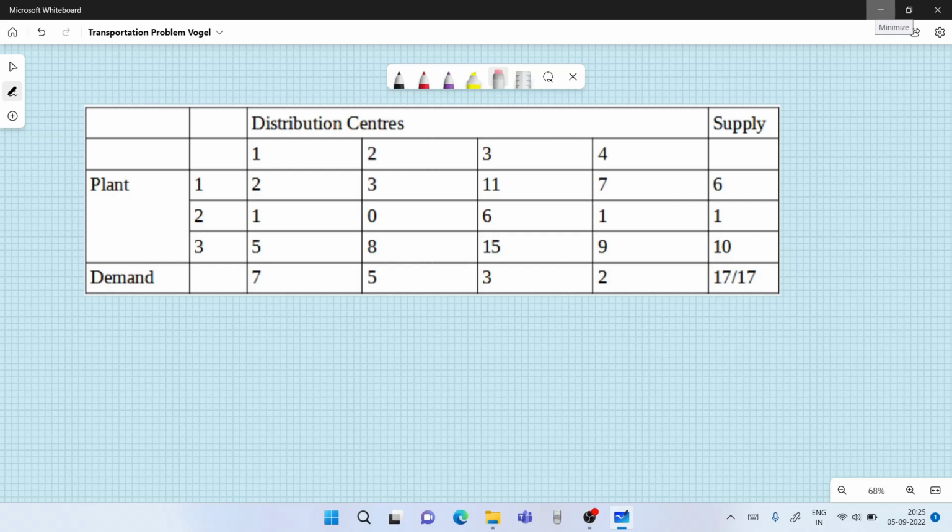In row number 1, the least entry is 2 and the second entry is 3. So the penalty here is going to be nothing but 1. Now the penalty in row number 2 is also 1. The penalty in row number 3 is going to be 3. The penalty in column 1 is going to be 1. The penalty in column 2 is going to be 3 because that's 0 minus 3. The penalty in column 3 is going to be 5 and the penalty in column 4 is going to be 6. So let's draw a line.